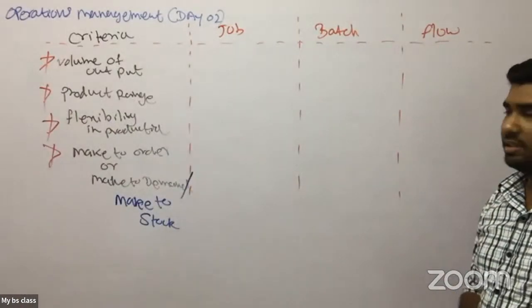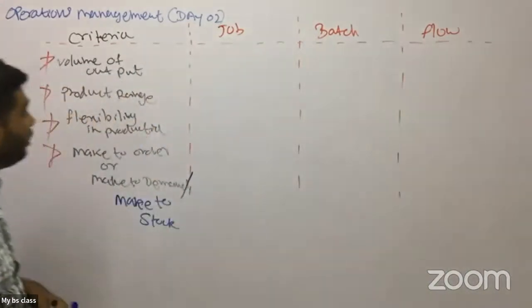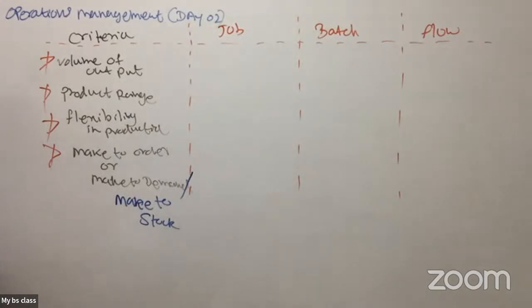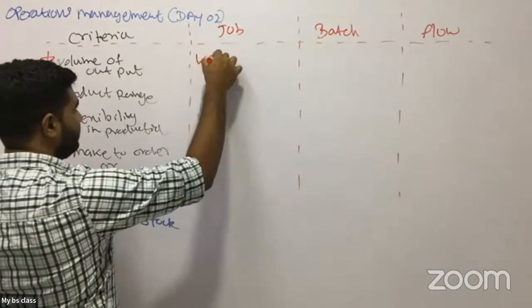Right, now starting with the first one. What do you think? Volume of output. There's one output always, right? A one output or very low output. So I would say it's very low. Job production එකක් කියලා කියනත් පුළුවන්, but I would say it's very low.